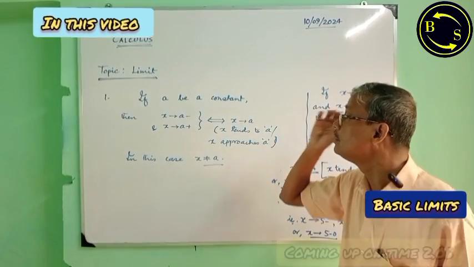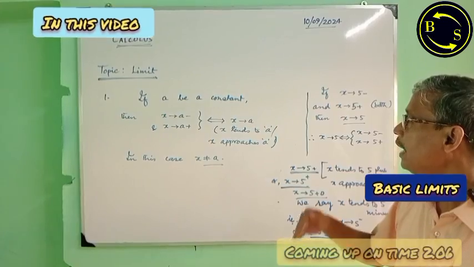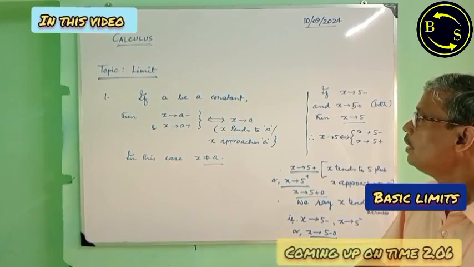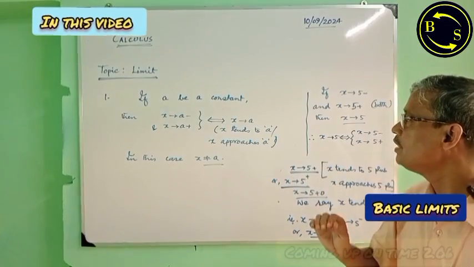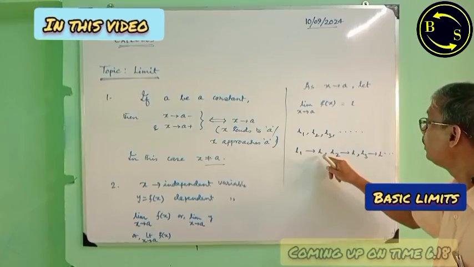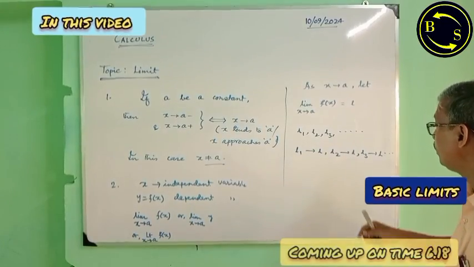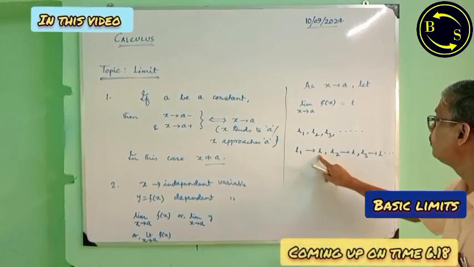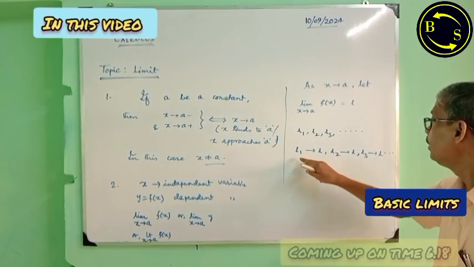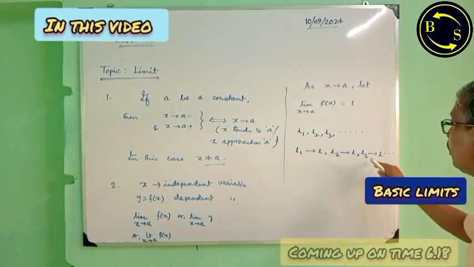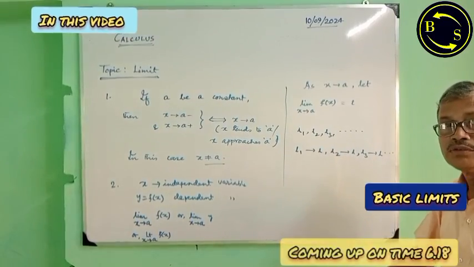I have discussed here the limiting value of x taken as independent variable when the value of x is near to a. L is a fixed value. L1, L2, L3, values of L1, L2, L3 will be near to that fixed value.